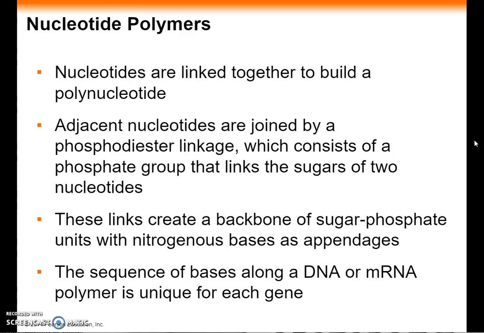The sequence of bases along a DNA or mRNA polymer is unique for each gene. Because genes are normally hundreds to thousands of nucleotides long, the number of possible base combinations is virtually limitless. The linear order of bases in a gene specifies the order of amino acids, which is the primary structure of our protein, which in turn determines the three-dimensional structure and then the function.